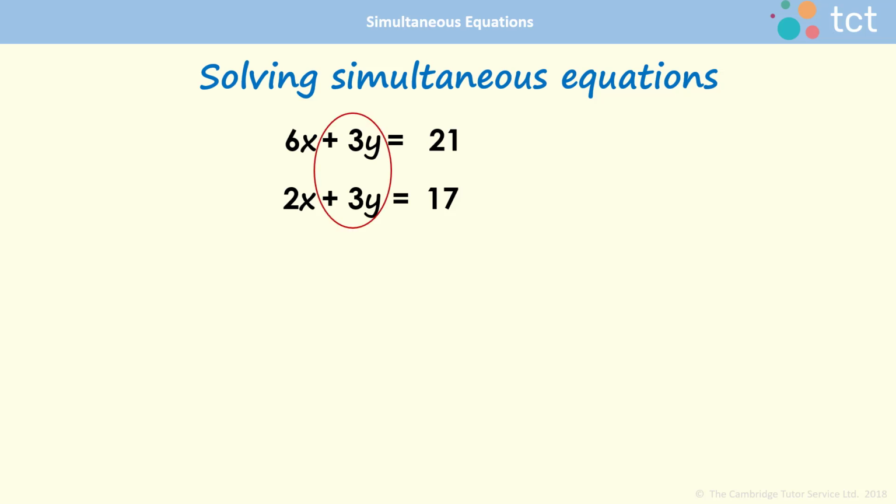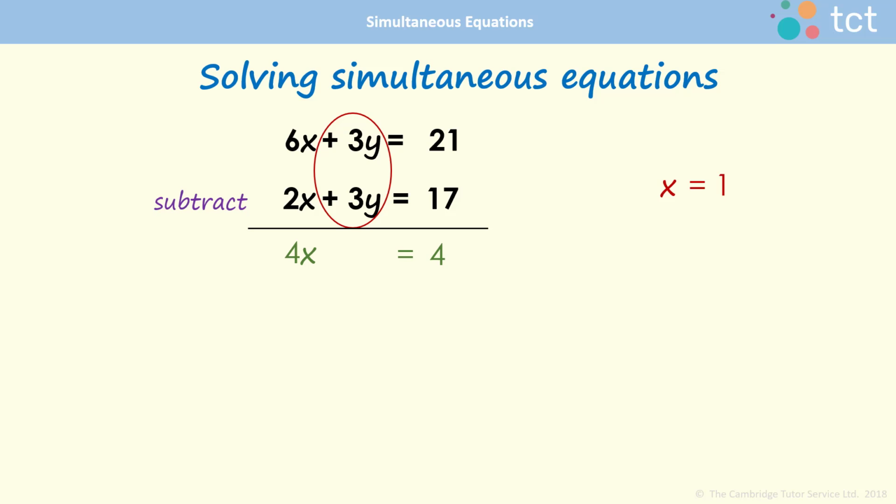In this case, we have two lots of 3y. Because they're both positive 3y's, we can subtract them so that we don't have any y's left, and that will help us to work out what the x's are worth. So if we subtract these, 6x take 2x leaves 4x, 3y take away 3y leaves you with nothing, and 21 take away 17 leaves you with 4. So now we can work out what the x's are worth. 4x is the same as 4, and 4 divided by 4 is 1, so x equals 1.